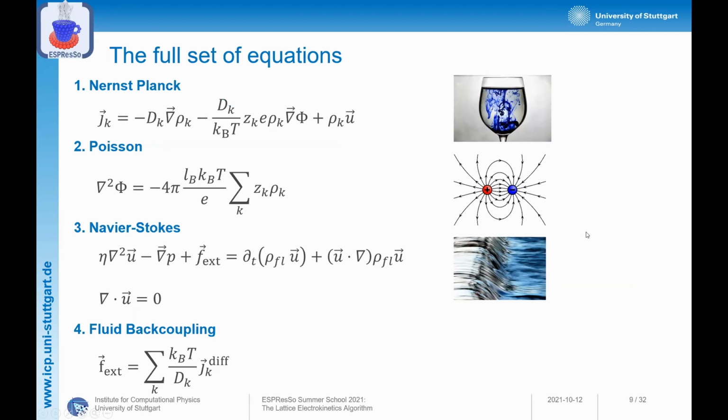So now we have them in all their beauty. These are the equations that we need to solve. We have Nernst-Planck to bring everything together. We have Poisson to solve for the electrostatic potential. We have Navier-Stokes to get the fluid field. And then we have the back coupling so that the whole method is consistent.